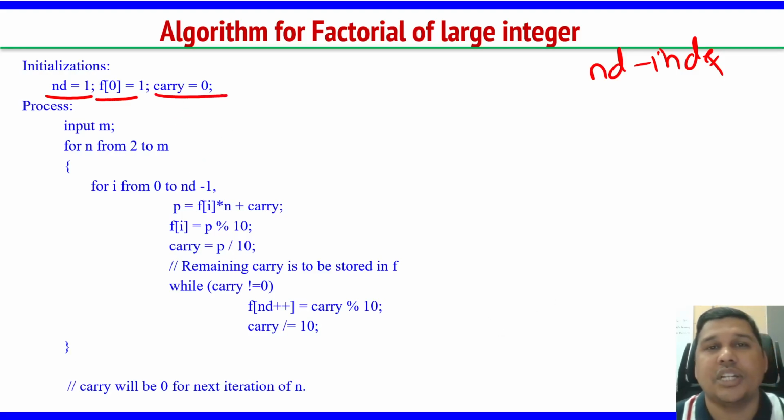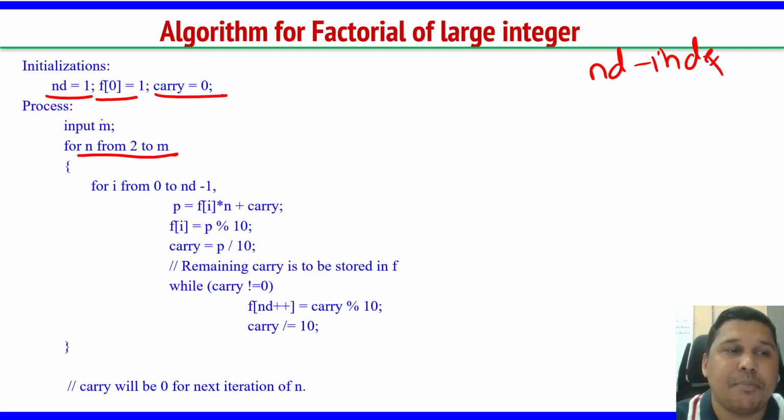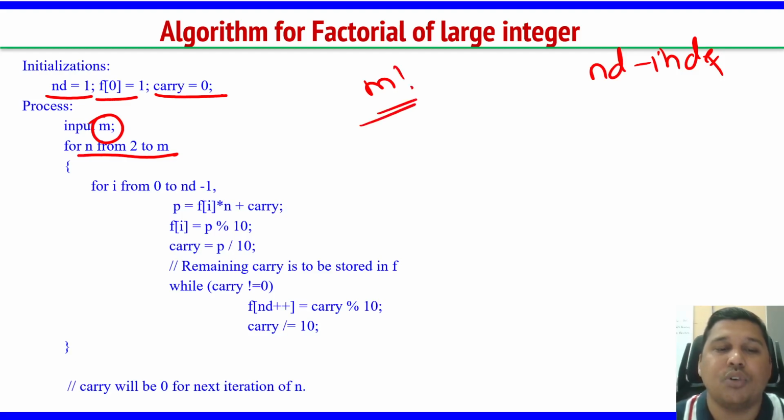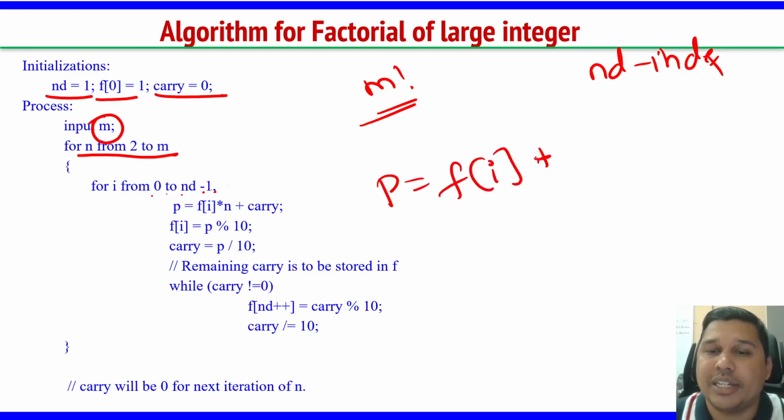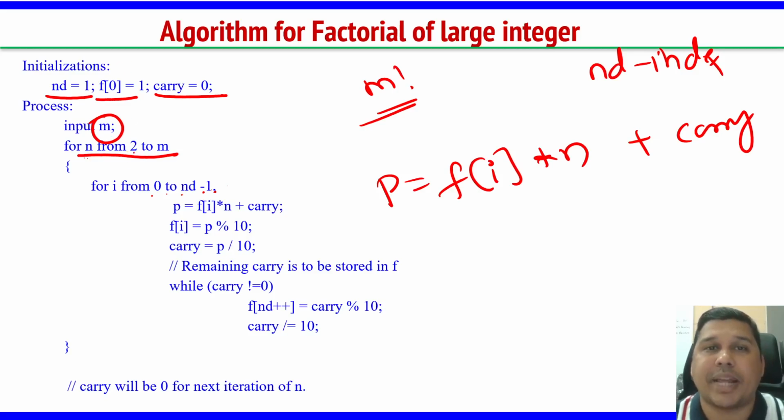Carry will be 0. Initially the carry is 0. Now n equals 2 to m, where m is the value for which I have to find out the factorial. See, i from 0 to nd minus 1, what I am doing? p equals f of i into n plus carry. Why is n 2? Because already f of 0 I have kept as 1.